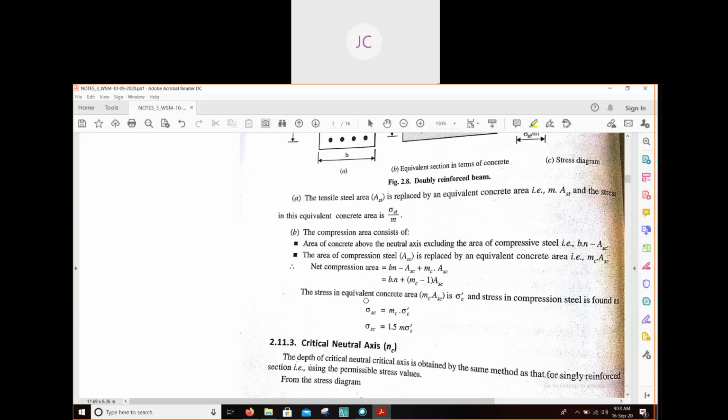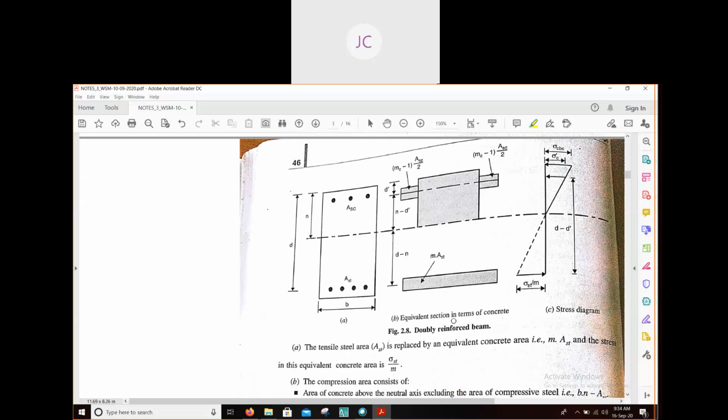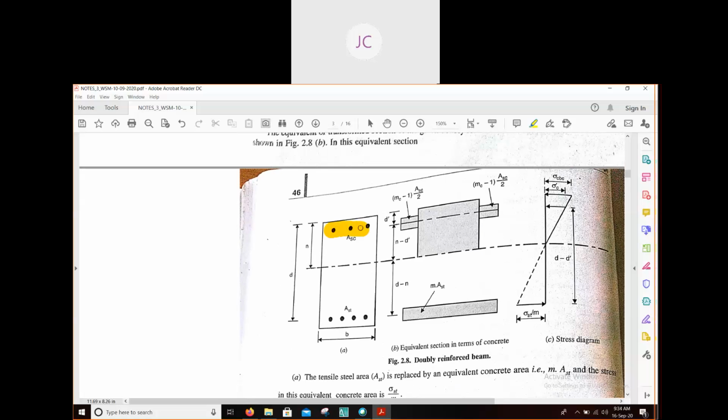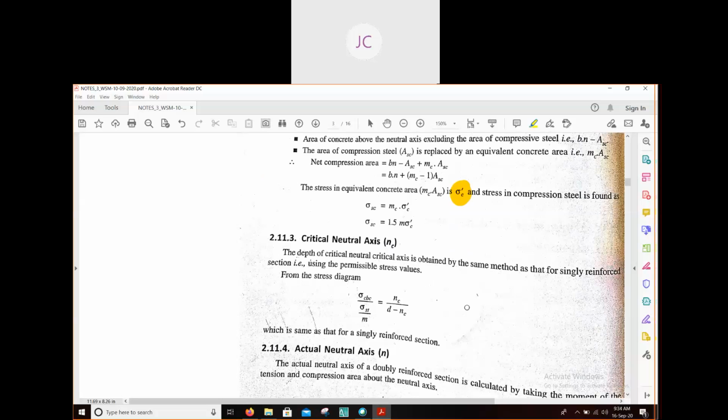Okay, next you can see here the stress in the equivalent concrete area. The stress in the equivalent concrete area is sigma C dash, and the stress in compression steel is found as sigma SC equal to MC into sigma C dash. Sigma C dash is nothing but the stress at this steel level. So sigma C dash we can find out by the formula.